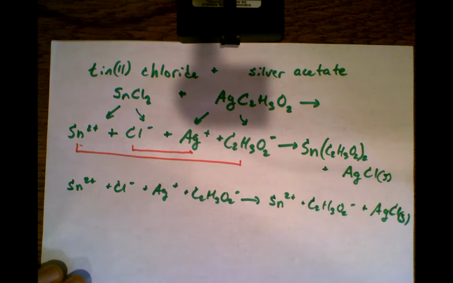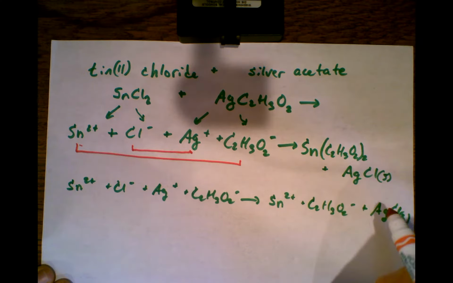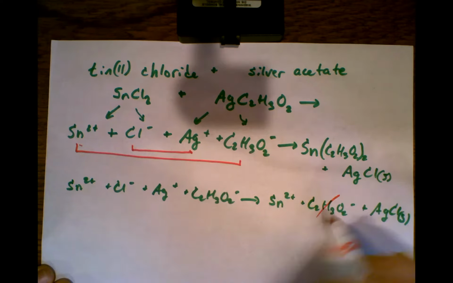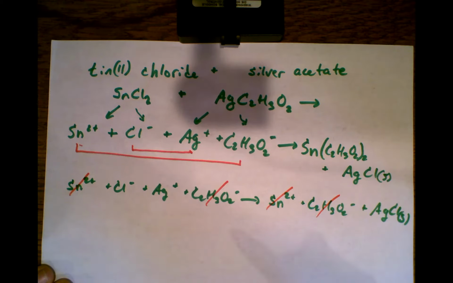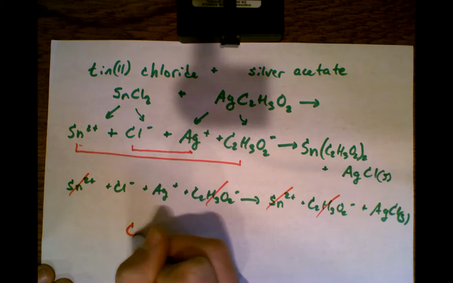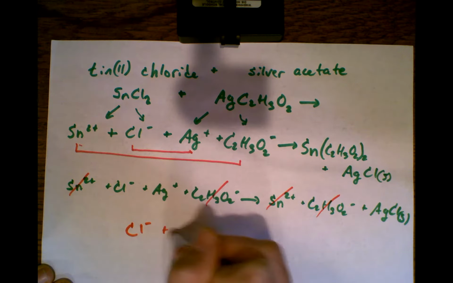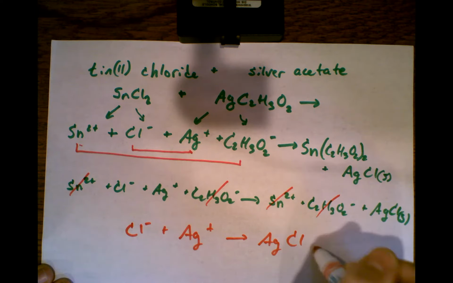And then the last couple steps are, you can cross off the spectators, the things that appear on both sides in the same way. So the ones that stayed dissolved the whole time here were tin and acetate. They're the ones that did not precipitate out like the silver chloride did. So acetate ends up on both sides, and tin ends up on both sides. So I'm going to cross those out. And so my net ionic equation, the final answer, should be Cl- plus Ag+ goes to AgCl, solid.